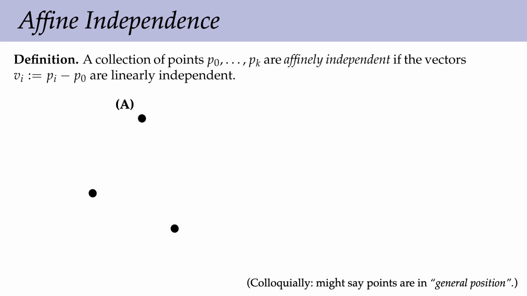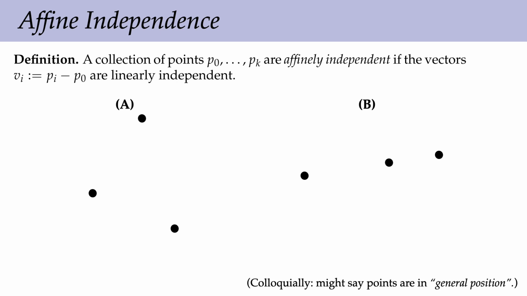Okay, so what does this look like? Well, let's consider two sets. We have set A, these 3 points, and we have this set B, these other 3 points. Which one do you think is an affinely independent collection of points? Okay, hopefully this isn't too hard to figure out.